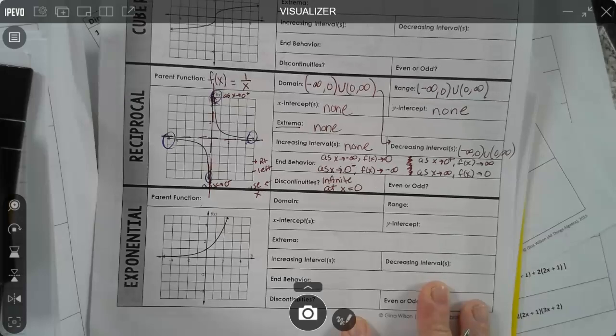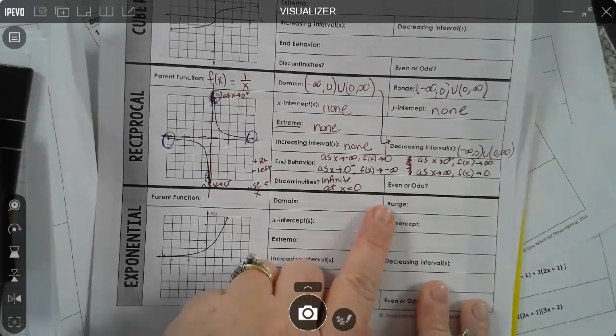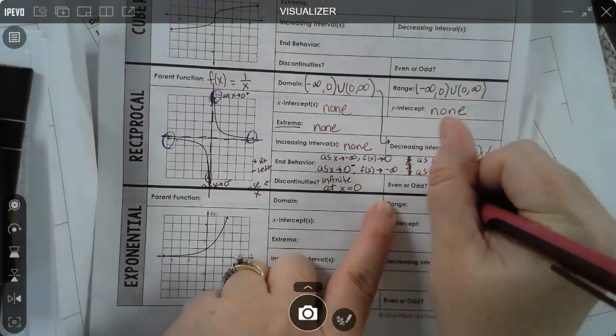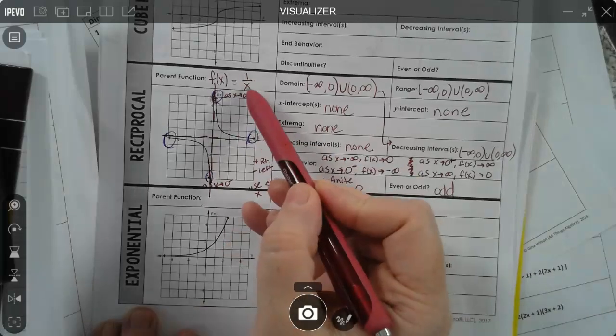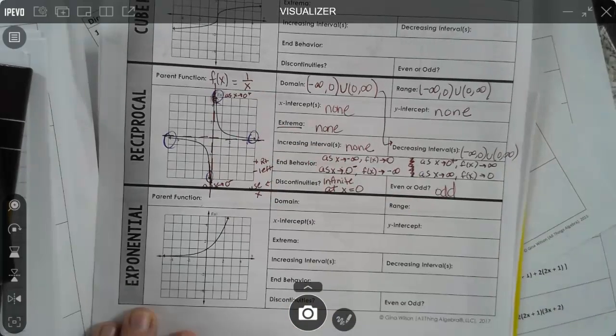Even, odd, or neither. Odd. This one is odd. If you flip it over, it looks exactly the same. If you put a negative in here, it would just make the fraction negative, which would mean completely opposite.